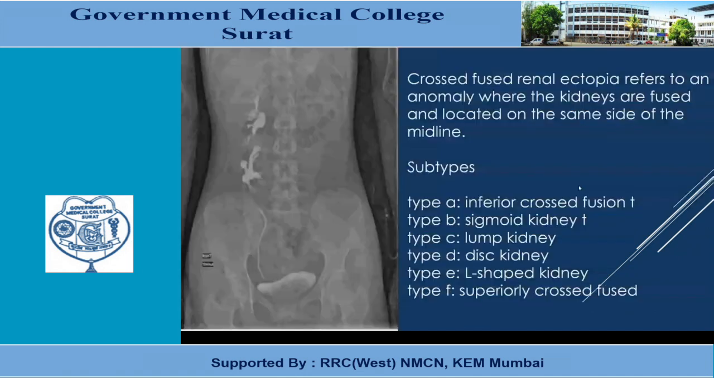Another pathological entity is crossed fused renal ectopia. It refers to an anomaly where the kidneys are fused and located on the same side of the midline. This is the upper right kidney and this is the left kidney, both fused at the right lumbar region and draining into the ureter. The upper ureter is not opacified because it is not excreted yet; the images were taken early, and it may be excreted later on. Other subtypes are type A, inferior cross fusion; type B, sigmoid kidney; type C, lump kidney; type D, disc kidney; others are L-shaped kidney and superiorly crossed fused kidney.